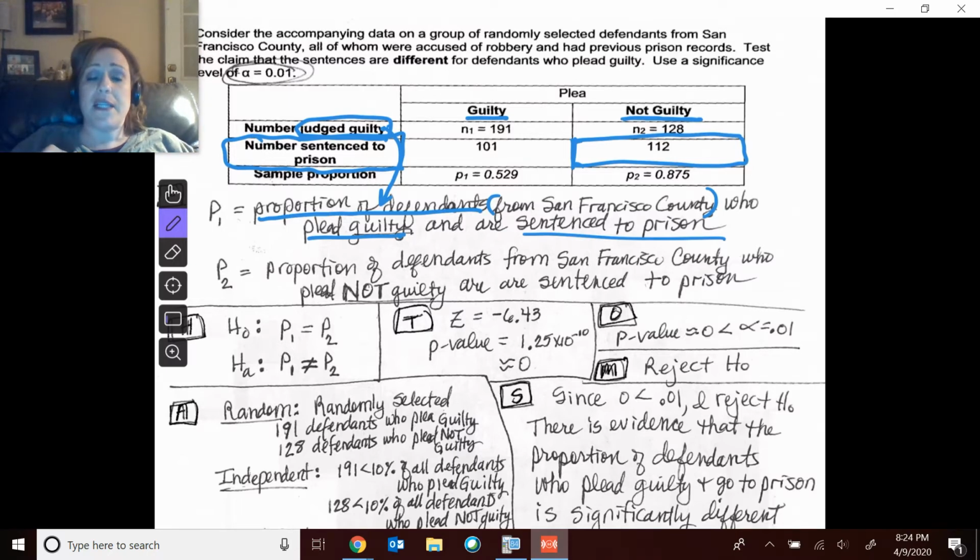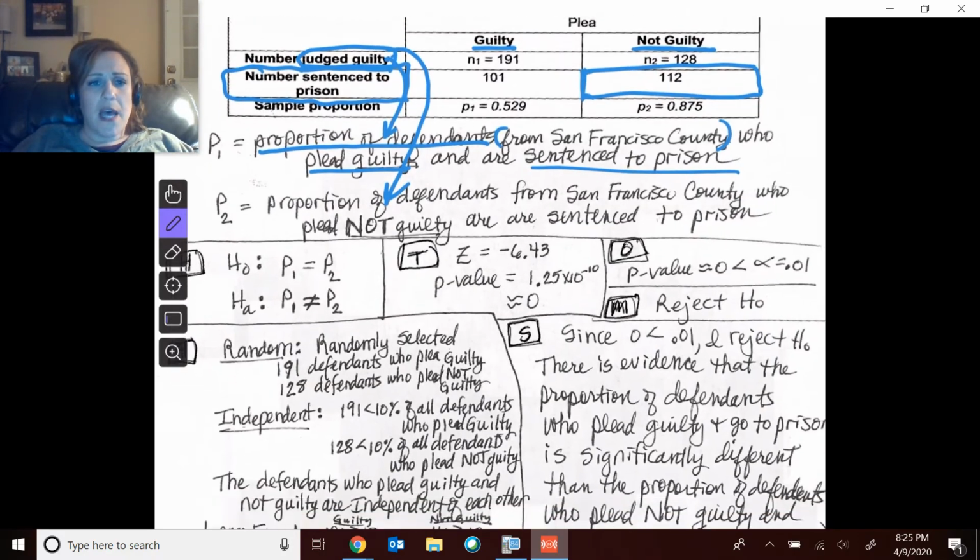and p2 is the proportion of judged guilty defendants from San Francisco County who pleaded not guilty from the start, but then are sentenced to prison. All right, so that's the big deal. The rest of this just follows straight through, no problems.